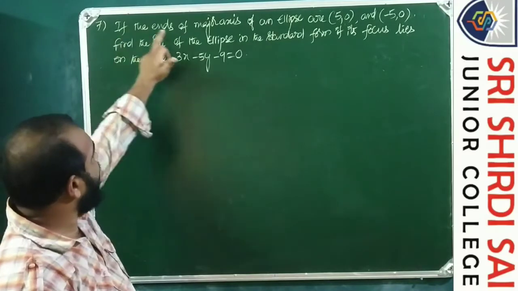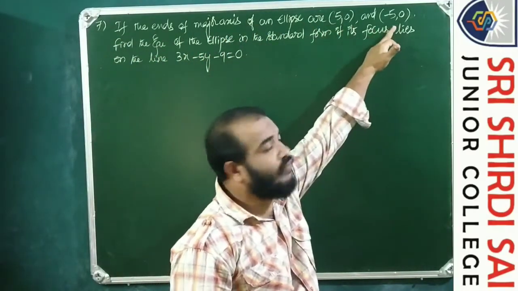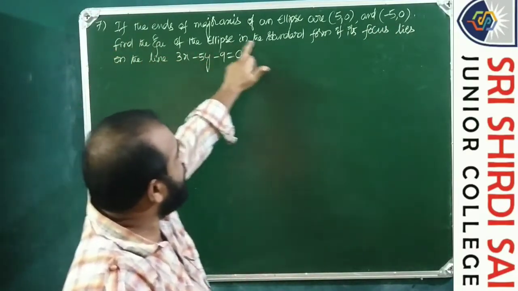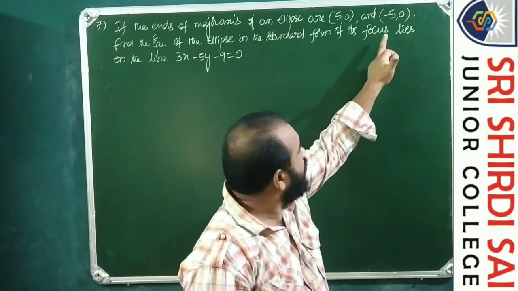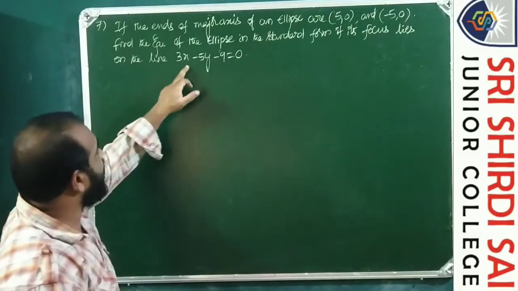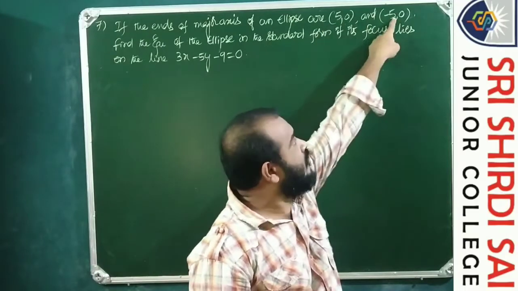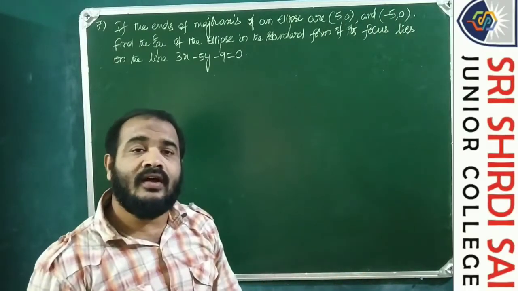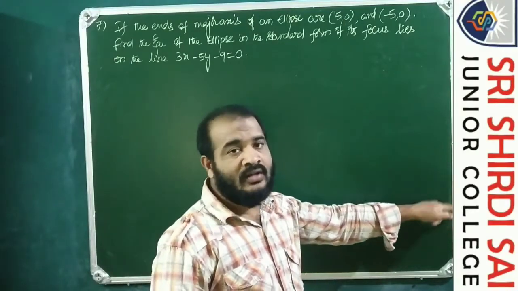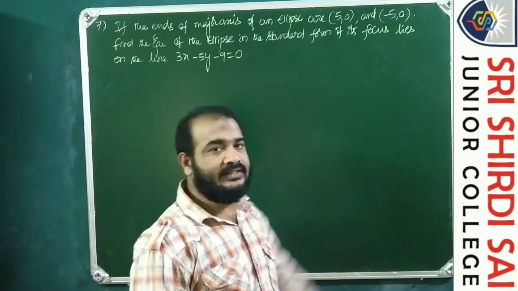Seventh question: if the ends of the major axis of an ellipse are (5, 0) and (-5, 0), find the equation of the ellipse in the standard form if its focus lies on the line 3x minus 5y minus 9 equals 0. See, (5, 0) and (-5, 0) are points lying on the x-axis. That means the major axis is along the x-axis. That means a is greater than b, the first case.